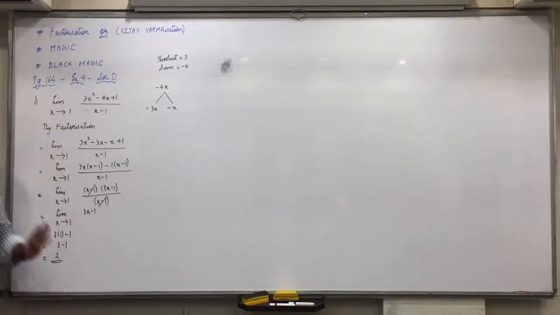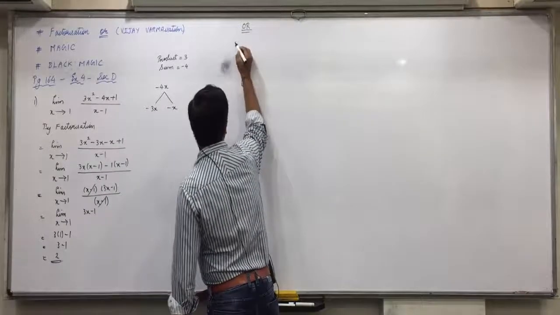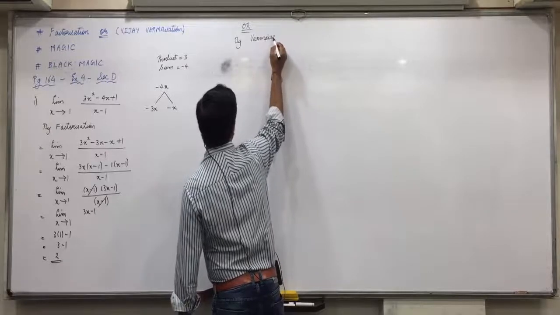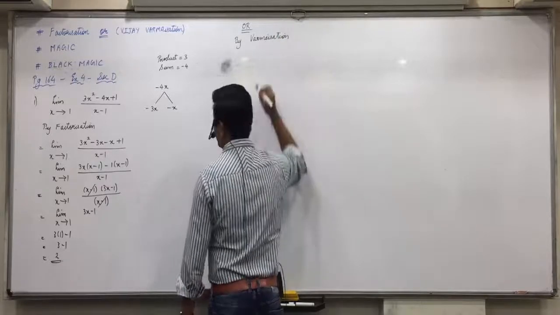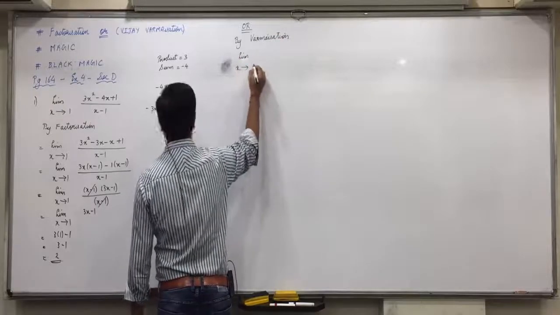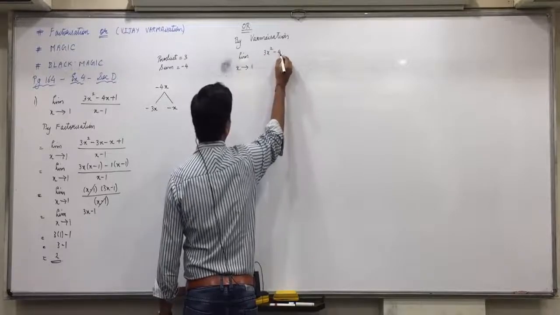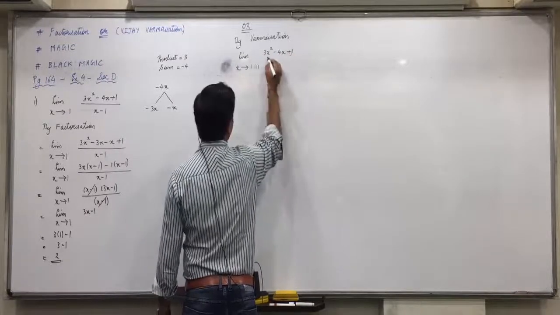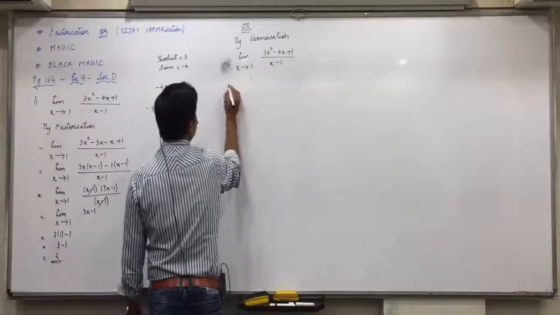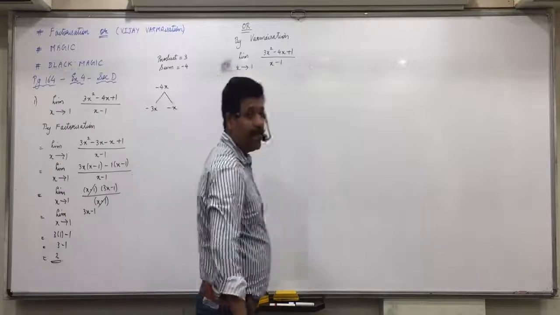Did you understand this? Now, if you do the same thing by verbalization, understand it carefully. Limit x tends to 1, (3x square minus 4x plus 1) upon (x minus 1) is equal to limit x tends to 1. Now, listen carefully.